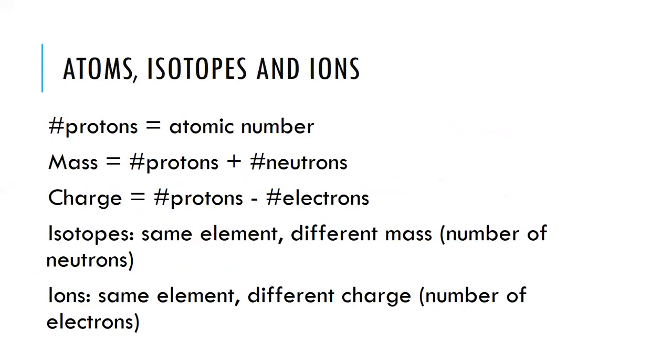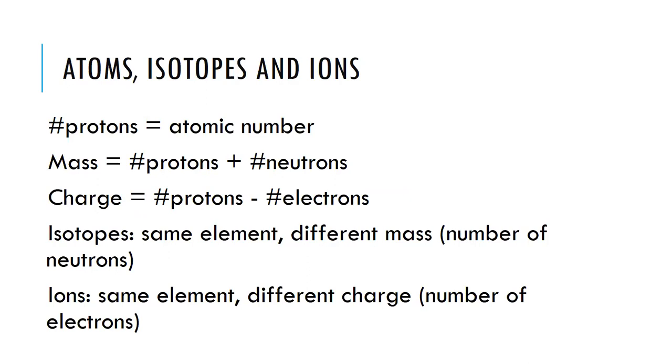Just a review for atoms, isotopes, and ions. The number of protons is our atomic number, straight from the periodic table of elements. The mass of an atom is the number of protons plus the number of neutrons, and the charge of an atom is the number of protons minus the number of electrons. Remember, it's minus the number of electrons because those electrons are negative.